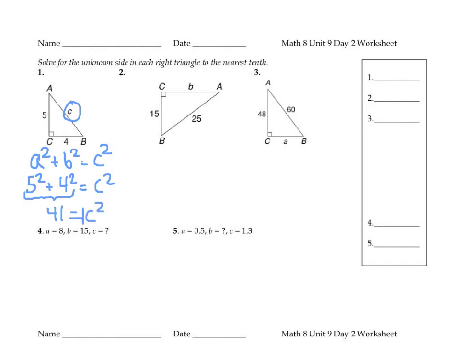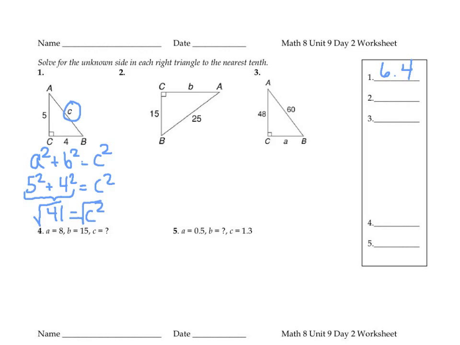And then to get rid of the squared, I'm going to square root both sides. And remember, because we're finding the length of something, we're going to find just the principal square root, or the positive square root, and we're asked to round to the nearest tenth. So my answer is going to be 6.4. Because I'm not given any units in the question, I can just leave my answer at 6.4.